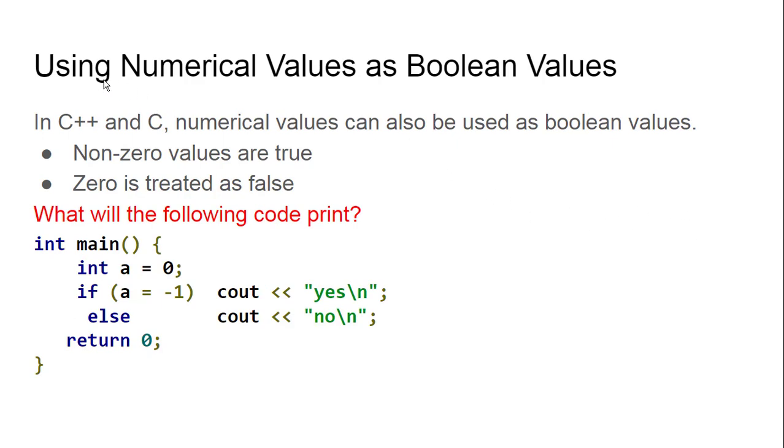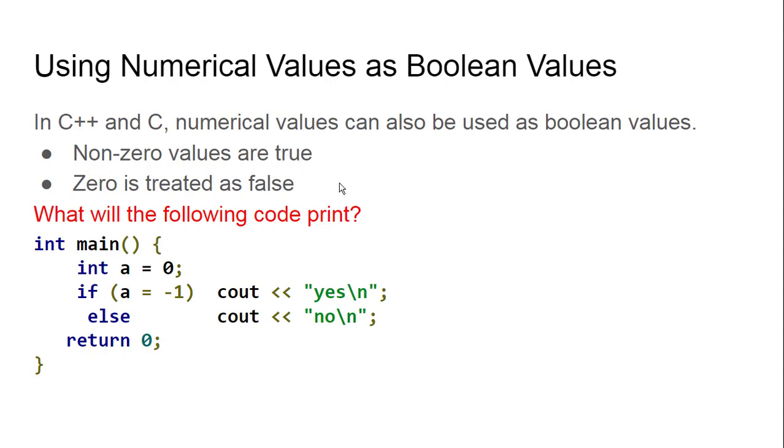So the final thing is about using numerical values as Boolean values. In C++ and C, a numerical value can also be used as a Boolean value. It makes some code easier to write, but it can be dangerous. It's also easy to result in buggy code where it is difficult to find out what the bug is. Java does not have this feature. In Java, the Boolean type is only true or false. You cannot use a numerical value for a Boolean type, which is better. But C allowed this, and C++ inherited this design feature.